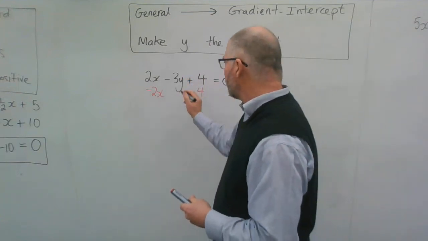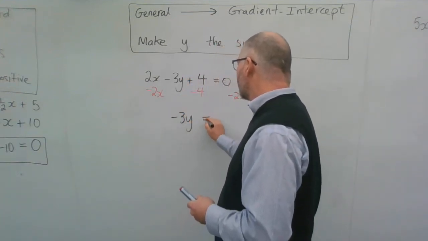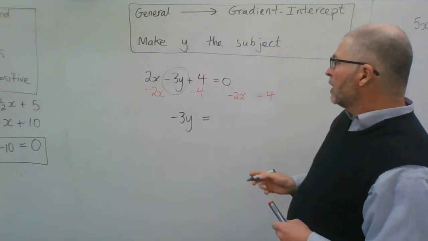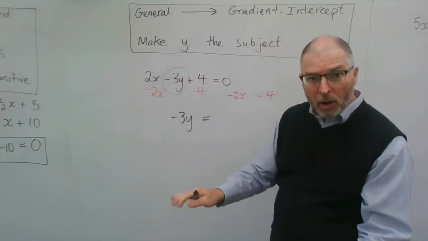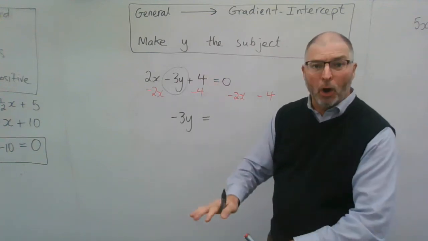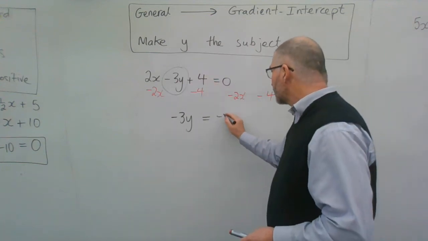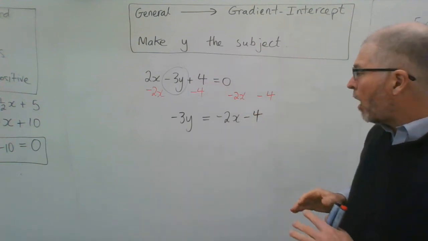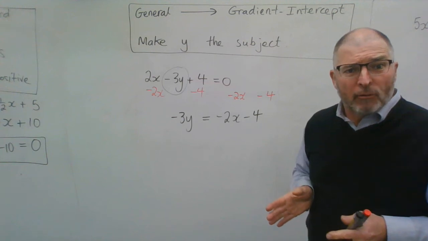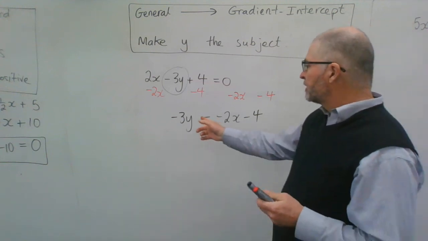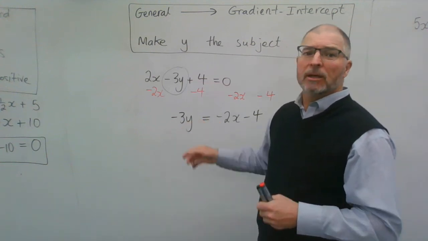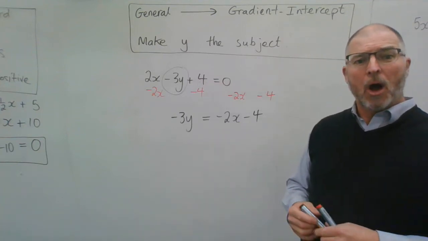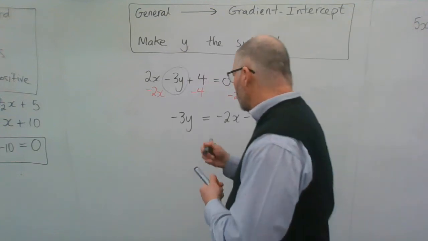which is going to leave me with my minus 3y. It was there before, and it's still there. But 2x minus 2x, gone. 4 minus 4, gone. 0 minus 2x and minus 4. All right, so now I've nearly got the y by itself on the left-hand side. It's been multiplied by minus 3, so if I divide everything by minus 3, I'll have the y by itself on the left-hand side. So that's what I'm going to do here.